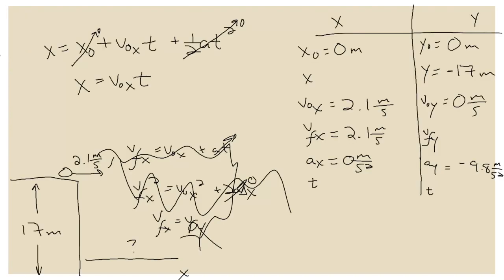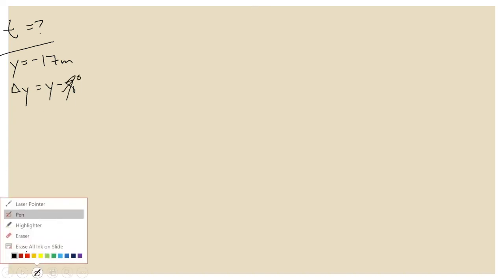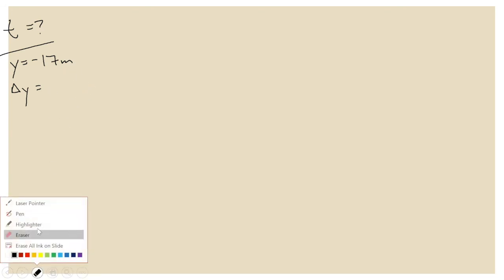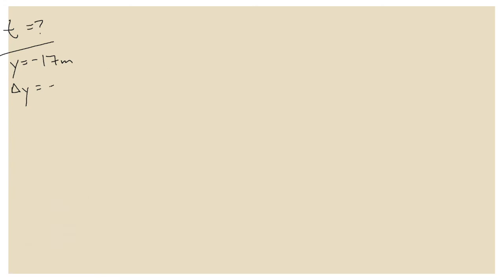Because my chart is not on this slide, though, I am just going to rewrite the knowns so we know what they are. We have here y equals negative 17 meters. And it's important to realize also that delta y is y minus y naught, and y naught is 0. That means delta y is going to be equal to y. And so that means here delta y is also going to be equal to 17 meters. Negative, though, of course. And so you can use these equations however you want in terms of the symbols.